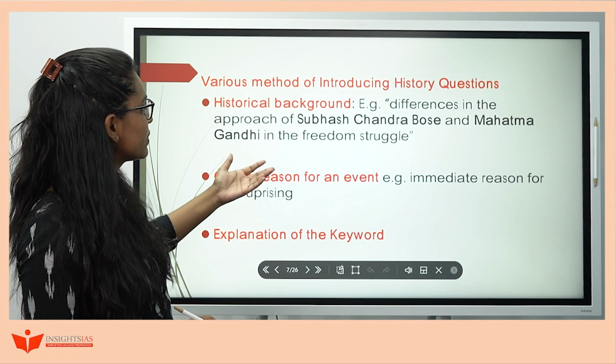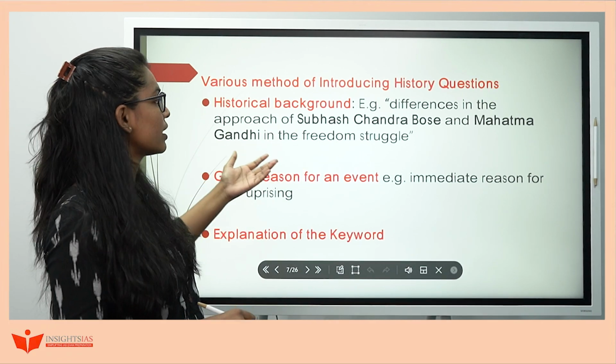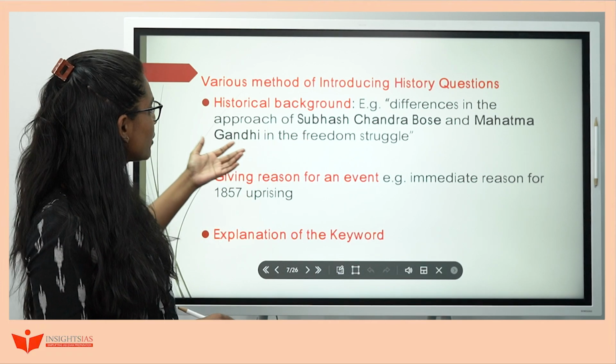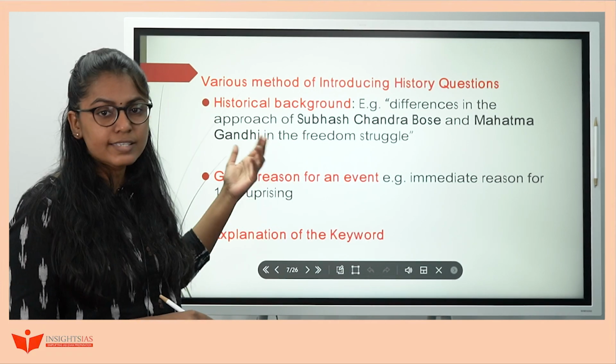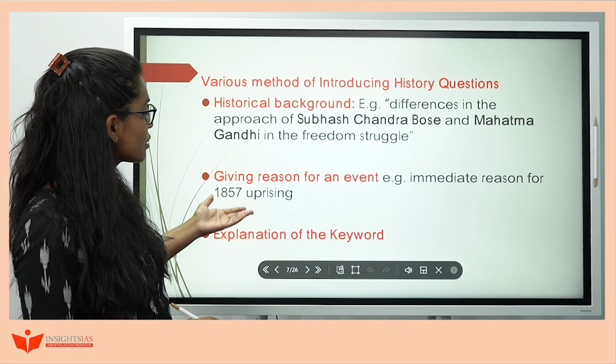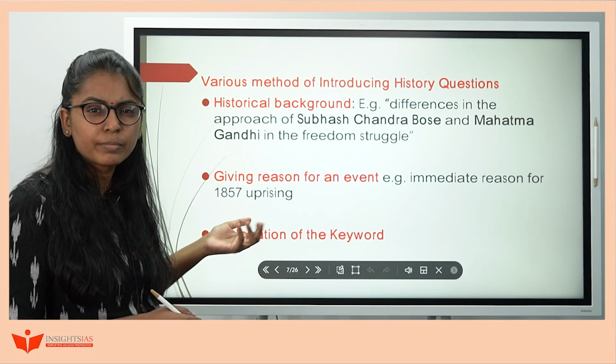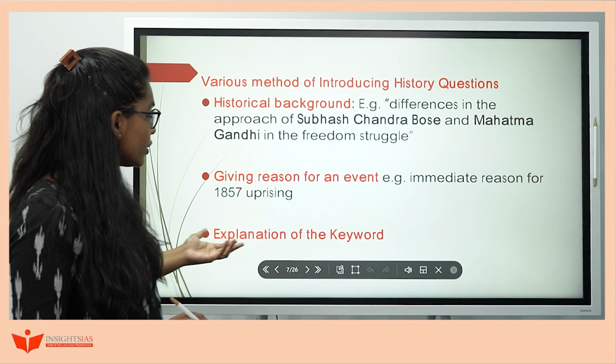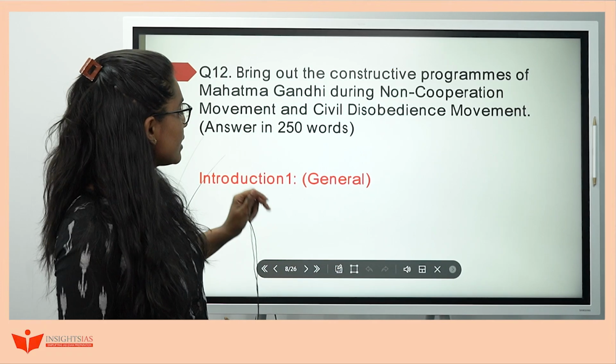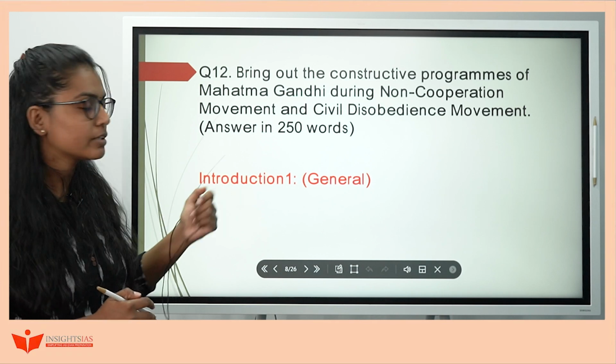Like for example, a question on Subhash Chandra Bose and Mahatma Gandhi, you can just give a brief idea about their background, or give a reason for an event. Say for example, a question on 1857 uprising has been asked. You can give immediate reasons briefly in the introduction itself, or you can explain the keyword itself. Let's see how to address introduction for this particular question.